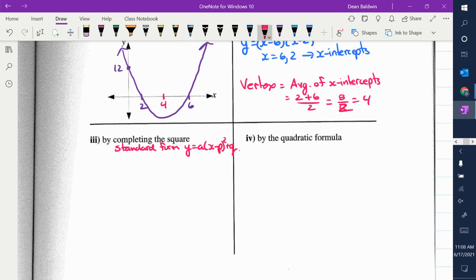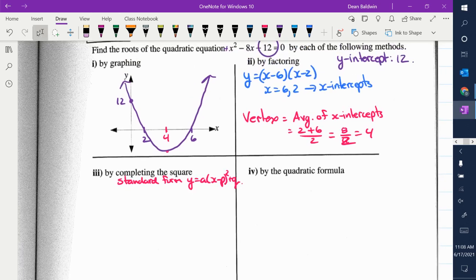Because sometimes you want it. You want to know what the height of the vertex is. Okay? This just gave me the midpoint between these two. It didn't give me what the y value was, which you can find. But if it's more complex, it's usually easier to convert to standard form. So this is what we just did.